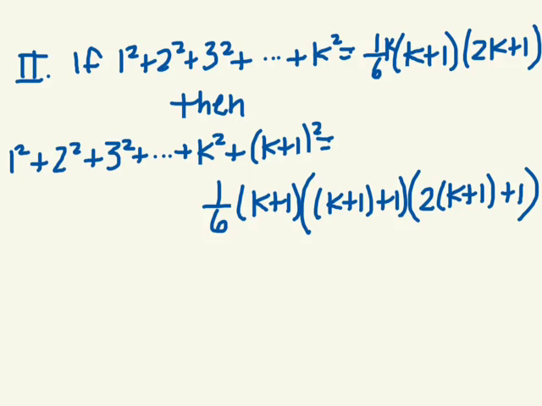Okay, so I have my statements written. My if-then is all written. You will notice that on the right side of my equation, I have replaced all of these k's in my then statement with k plus 1. So 1/6 k becomes k plus 1. This k became k plus 1. And this k became k plus 1.